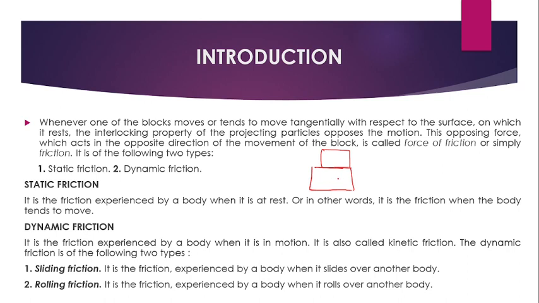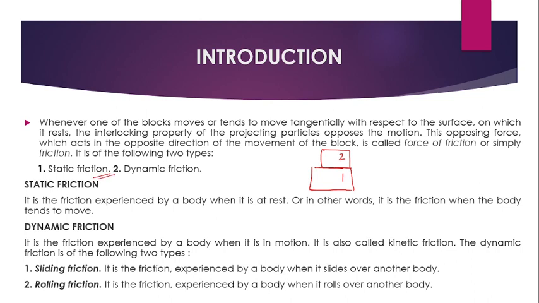We can see that one object is like this and another one is sliding over that particular body. Here the first body is at rest and another body is moving over the surface of the first object. Then the projecting particles at the surface oppose the motion of body 2. That opposing force is known as friction.